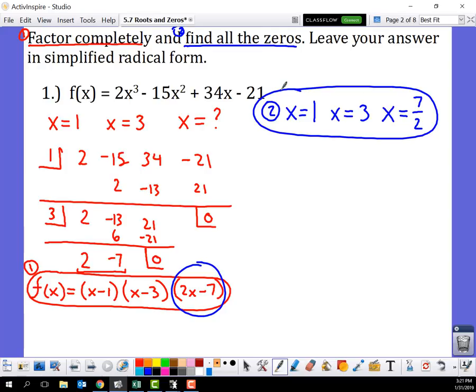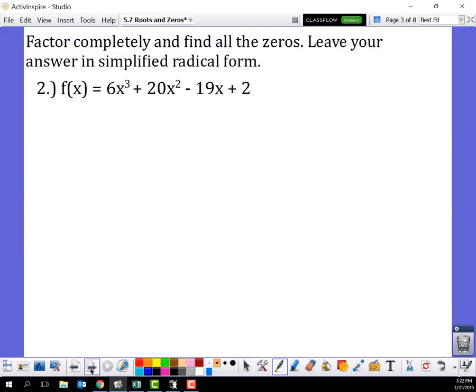So very similar to what we did in 5-6. Again, the only difference is you go to the graphing calculator to try to find zeros before you do anything else. Okay, all right, so let's move on to another problem.